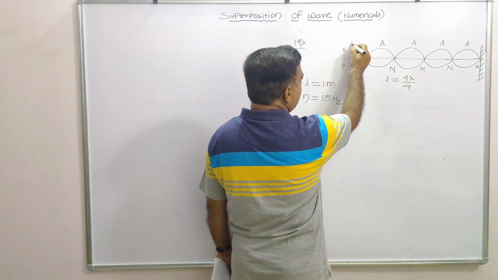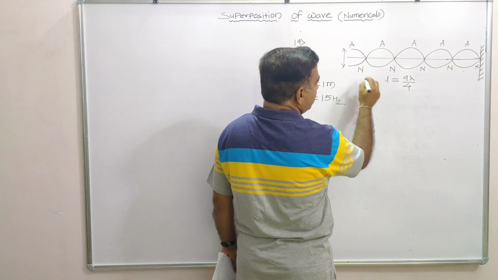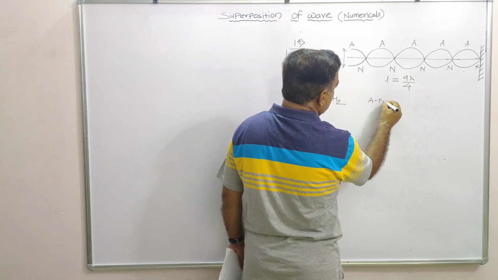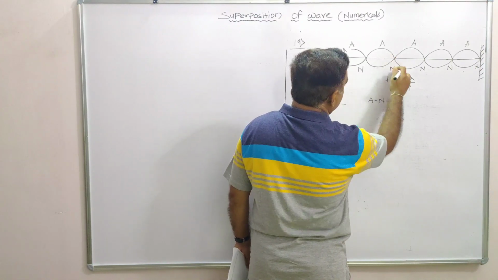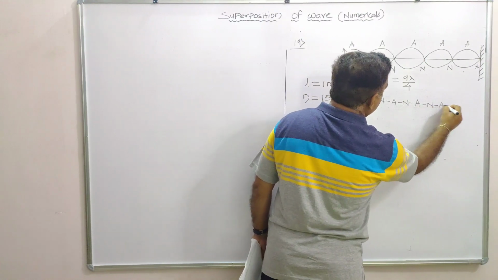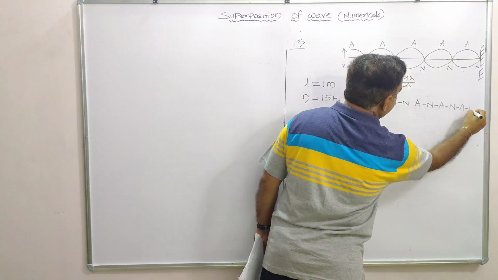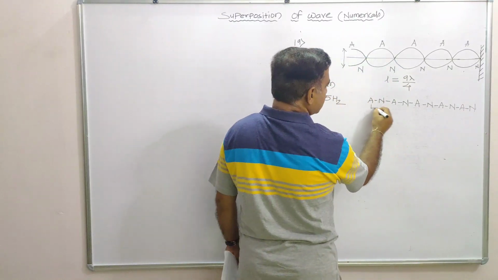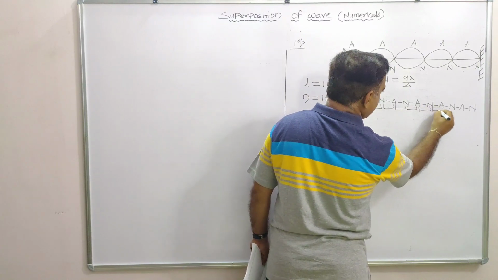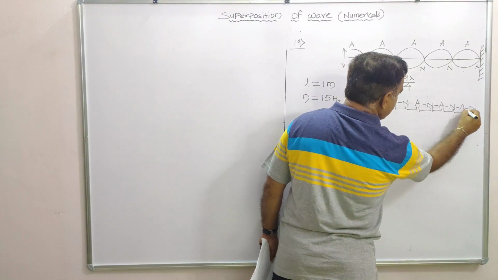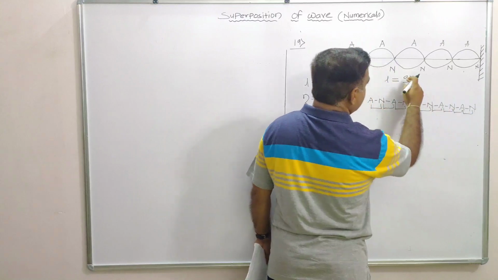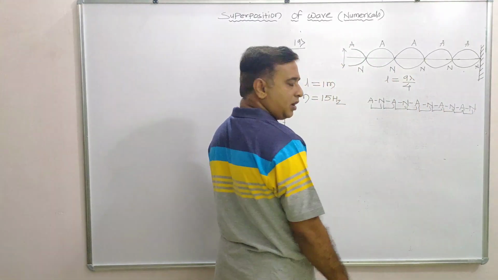How? The distance between antinode and node is lambda by 4. See, antinode, node, antinode, node, antinode, node. This is the distance, lambda by 4 each. 1, 2, 3, 4, 5, 6, 7, 8, 9. 9 lambda by 4. Okay.